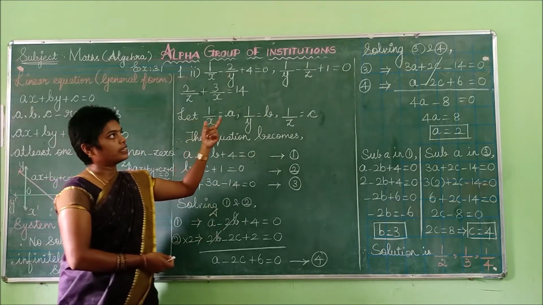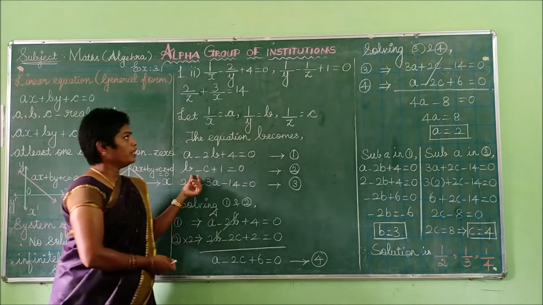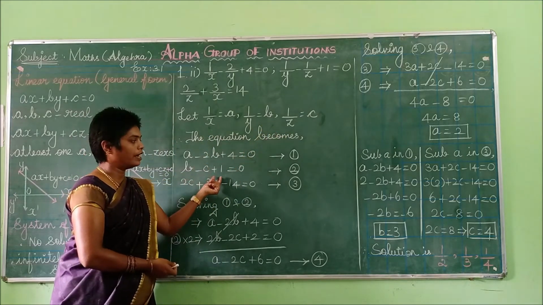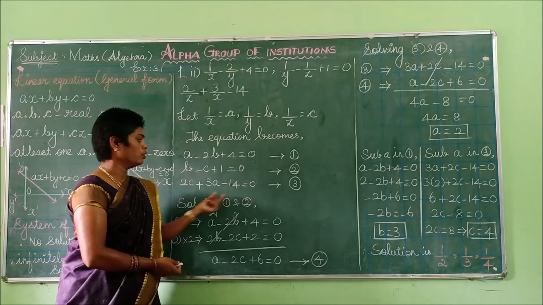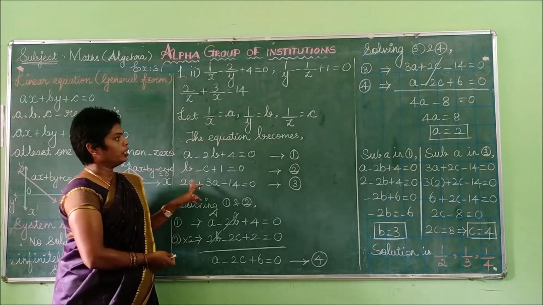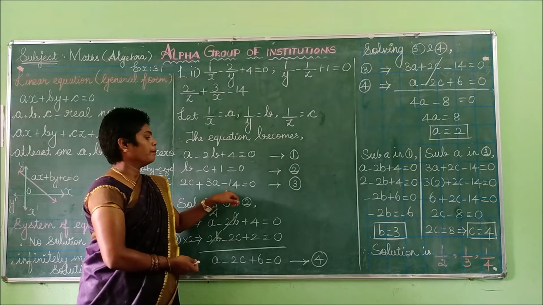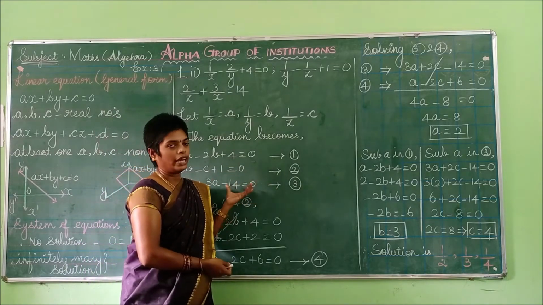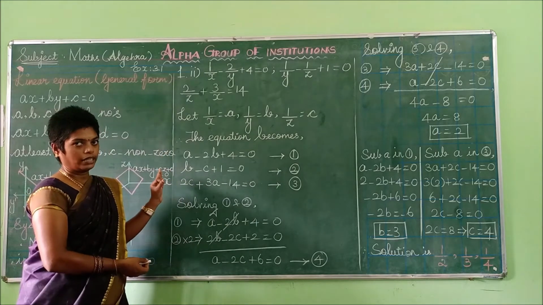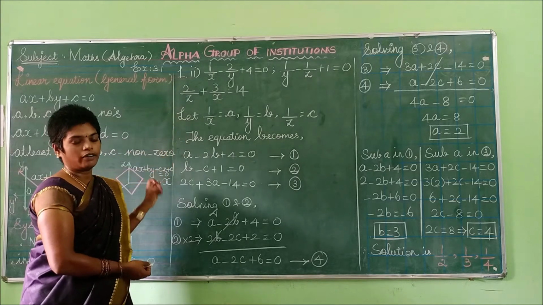Then listen, what is our next? 1 by y means b, so b minus 1 by z which is c. b minus c plus our constant value plus 1 equal to 0. Then the next expression, 2 into 1 by z is 2c, plus 3 into 1 by x is 3a, minus 14 equal to 0. Now take this as the third equation. Now we got three equations. What are the three equations? First, the one given in the question, we have changed for our convenience.